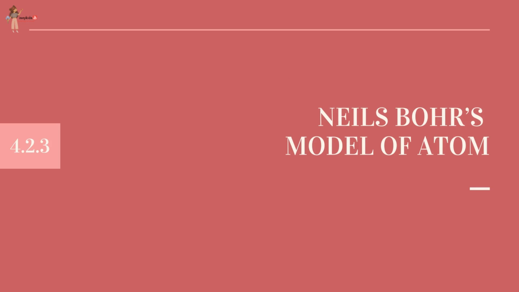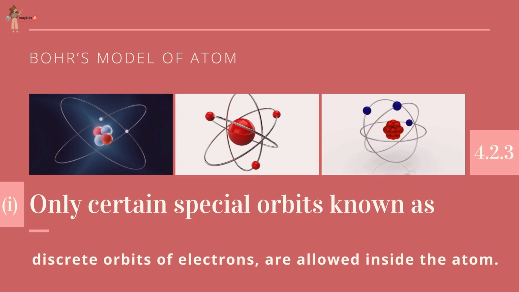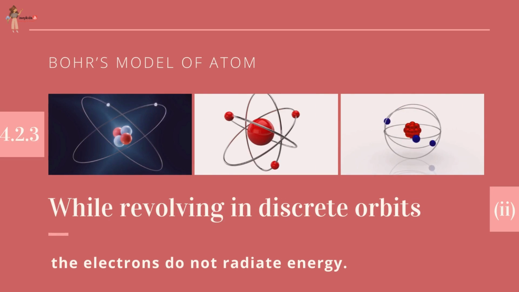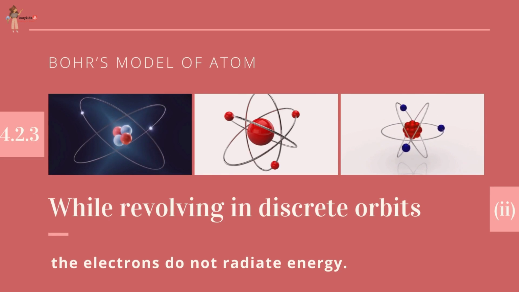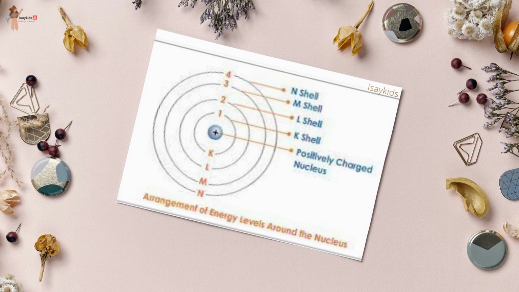Let's discuss Niels Bohr's postulates now. Only certain special orbits known as discrete orbits of electrons are allowed inside the atom. While revolving in discrete orbits, the electrons do not radiate any energy. These orbits or shells are called energy levels. Energy levels in an atom are shown in the figure here. These orbits or shells are represented by the letters K, L, M, N or the numbers 1, 2, 3, 4.